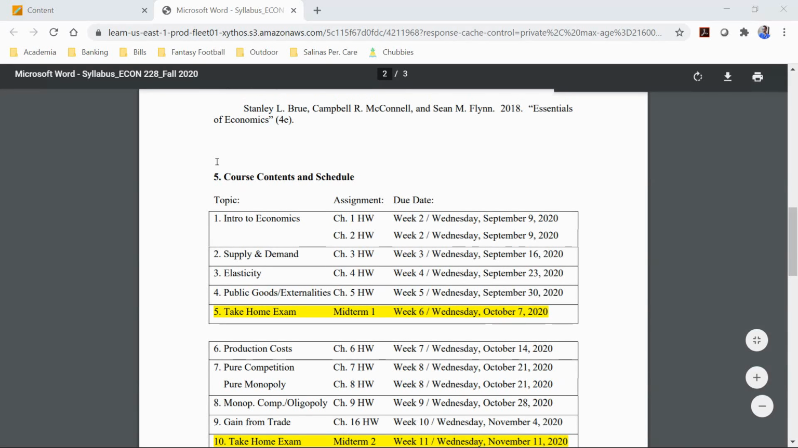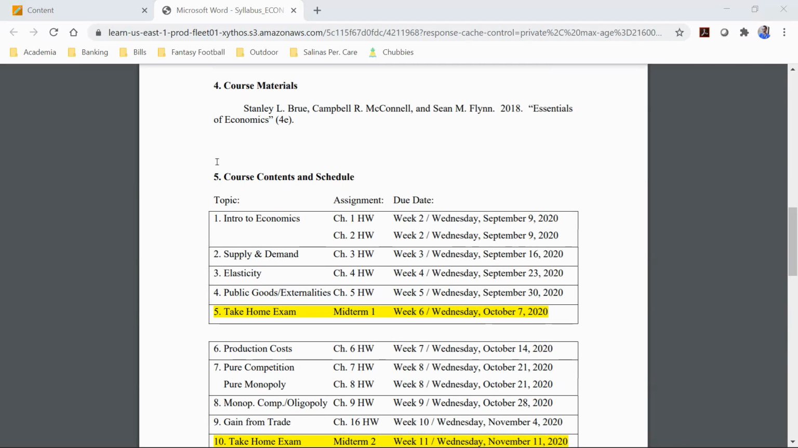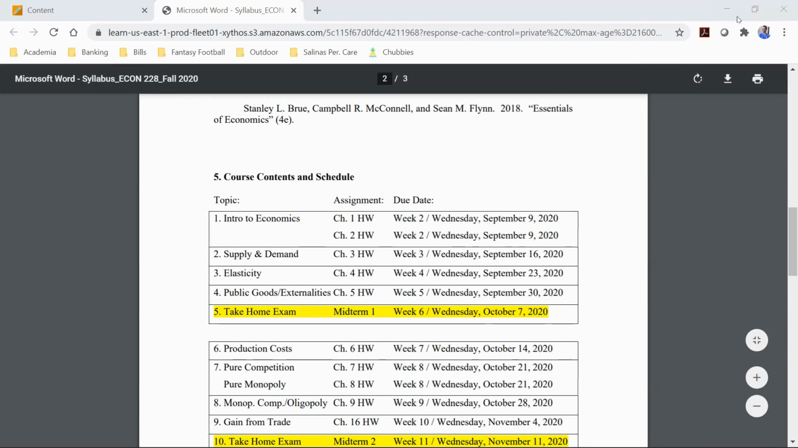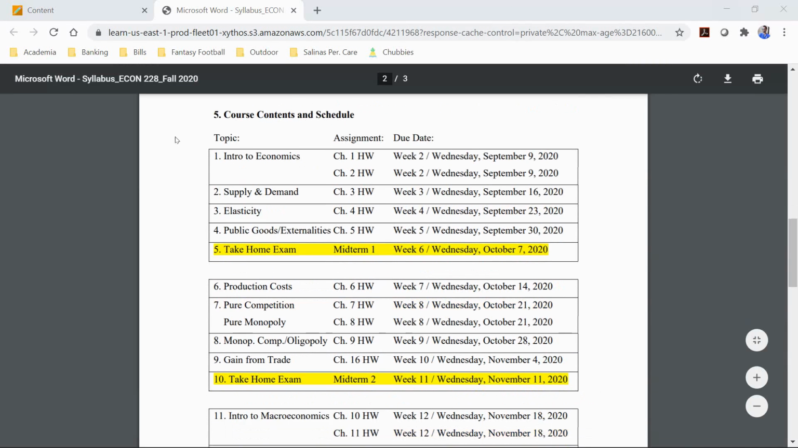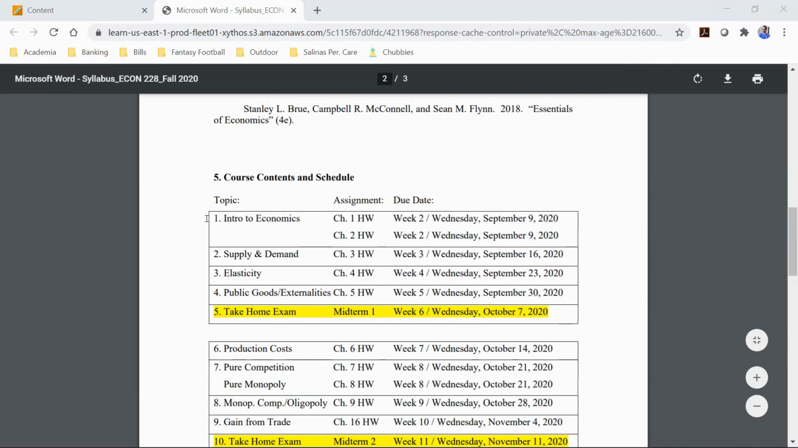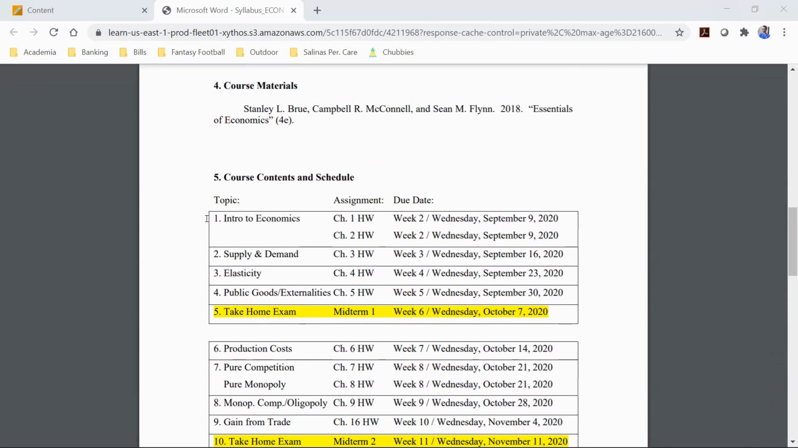Okay, so let's go through the rest of the syllabus here. I broke down the main chapters in the textbook that I want to go through. We're not going to go through all the chapters in all detail, but I picked out the main things and models that I think are most important and helpful to get an understanding of economics.